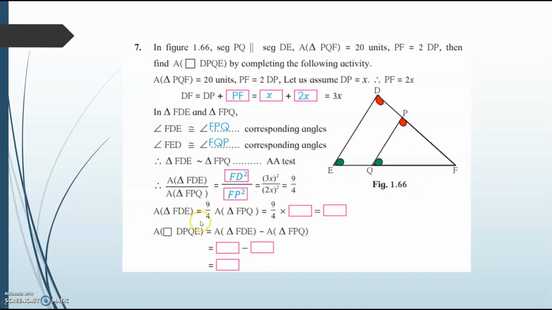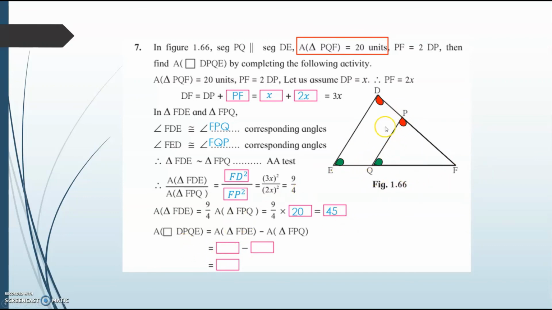So now area of triangle FDE is equal to 9 upon 4 multiplied by area of triangle FPQ. What that is equal to 9 upon 4 multiplied by area of triangle FPQ, which is what is given, 20 units. So let's put it up here, 20. Now do the calculation. 4 in the denominator, 20 in the numerator. 4 5s are 20. So 9 5s are 45. So area of triangle FDE, we are getting to be 45 square units.